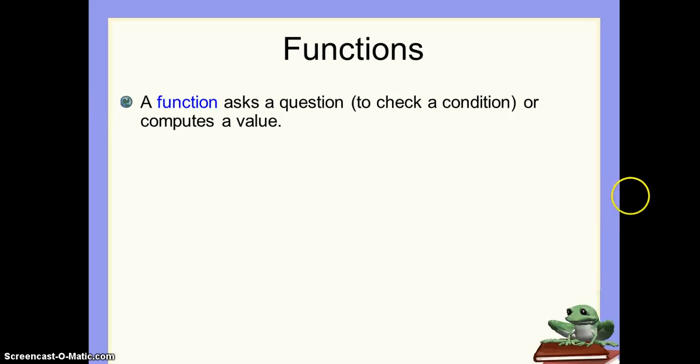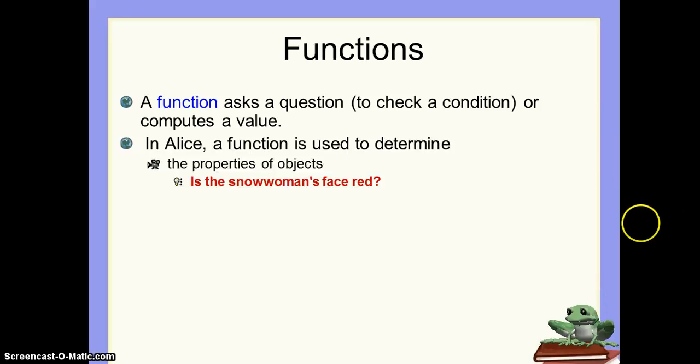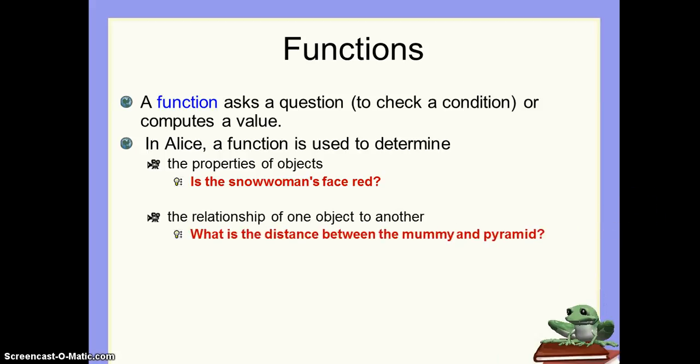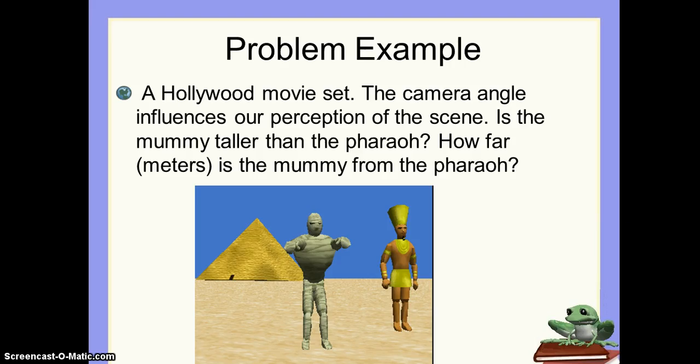Okay, so a function asks a question, and it either checks a condition or it computes a value. What we do in Alice is we look at properties of objects. So we'll ask the question, is the snow woman's face red? Instead of making it red, we'll ask if it's true. We'll ask about the relationship of one object to another, or a current condition, for example, did a key get pressed? And then from that, you can use that answer to figure out what to do next. What we're going to do with this one is talk about the distance part, measuring the relationship of one object to another.